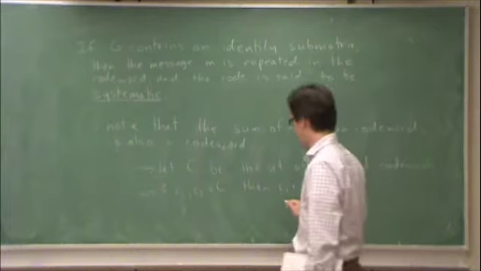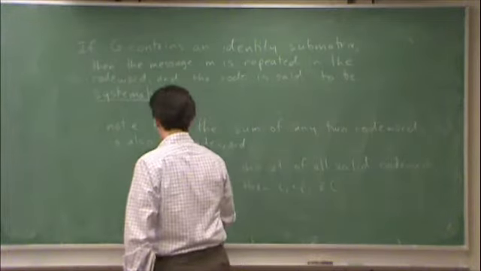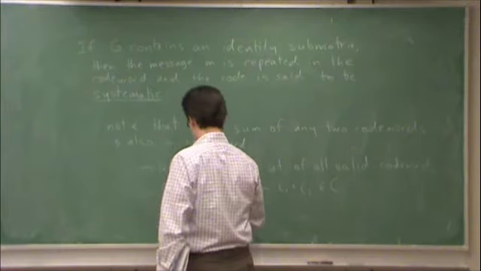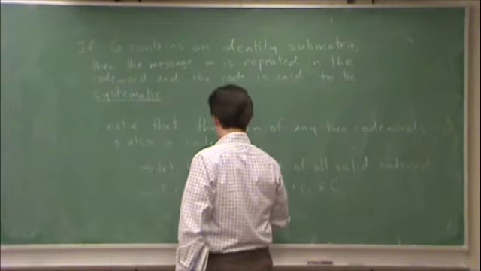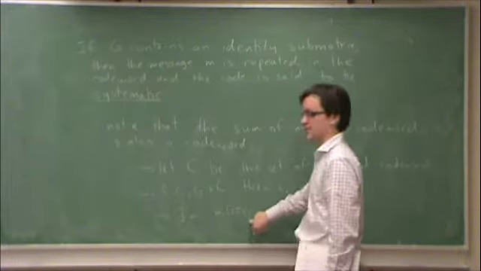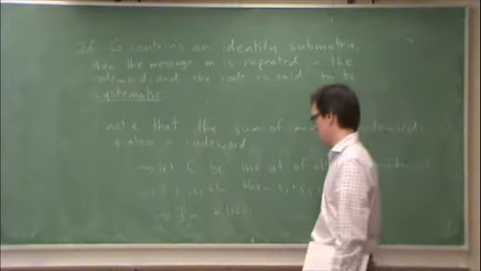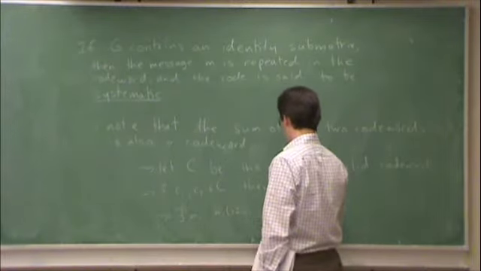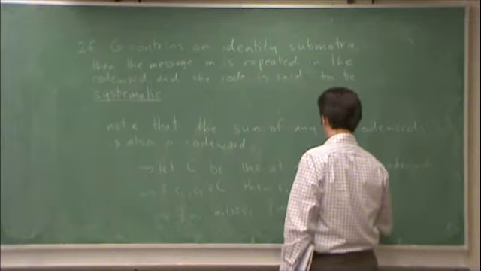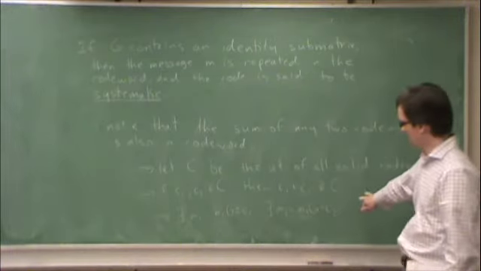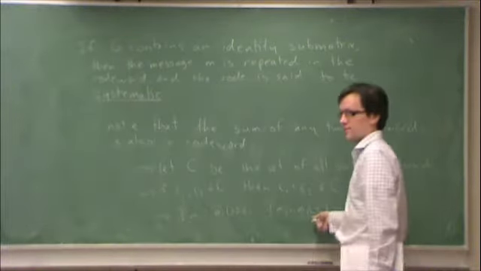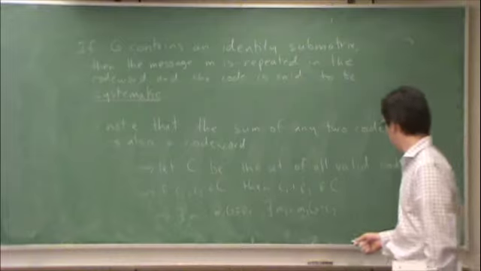To show that, there exists M1 such that M1G is equal to C1. So in other words, there's some message corresponding to C1, and there exists some M2 such that M2G is equal to C2. So in other words, both these code words arise from some message that's multiplied by the generator matrix.